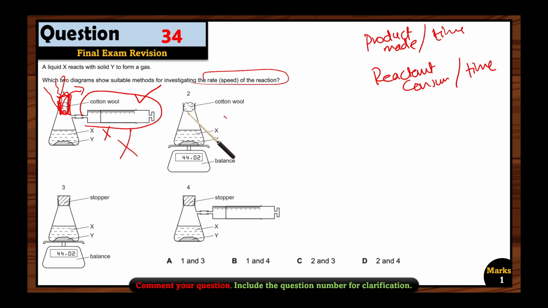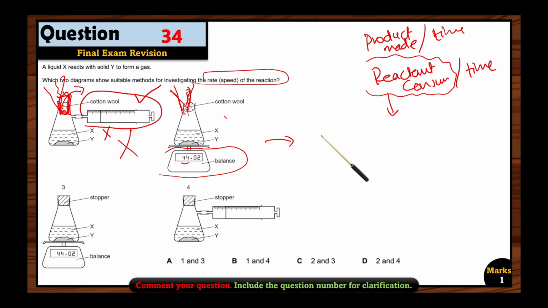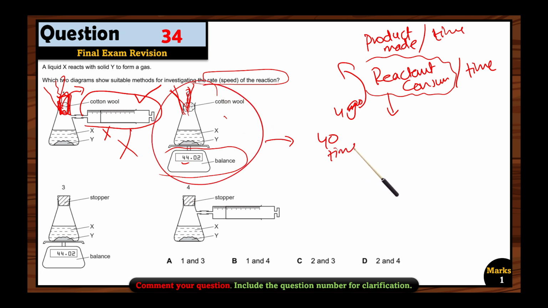Here, the gas will evaporate, right? The gas will move out from the flask. But we have a balance here. So this balance will actually measure the reactants consumed. The reactants will now get lower. It was 44. After 5 minutes, maybe it becomes 40. That 4 grams is actually given out in the form of a gas. So it means this experiment is right. You can measure the change in mass per unit time, how much mass is decreasing for the reactant after different time intervals. So this option is the right option.